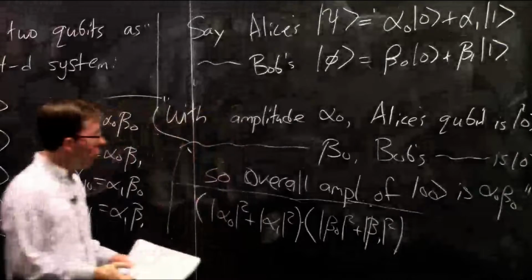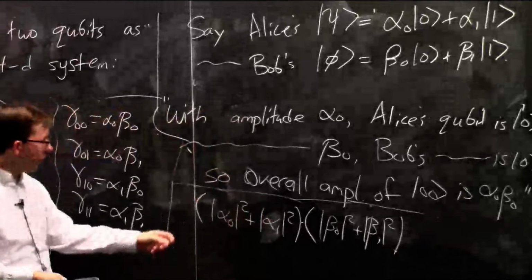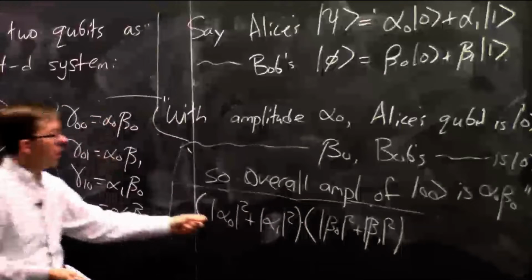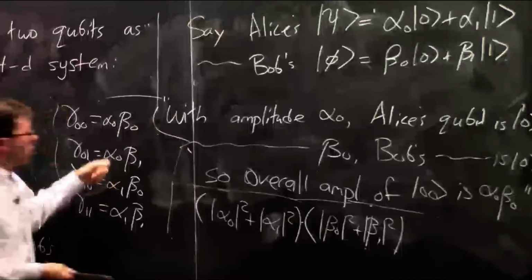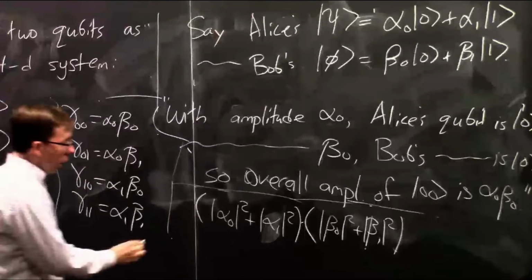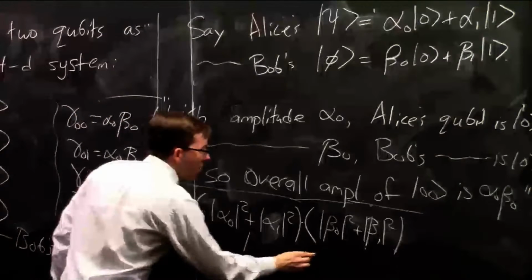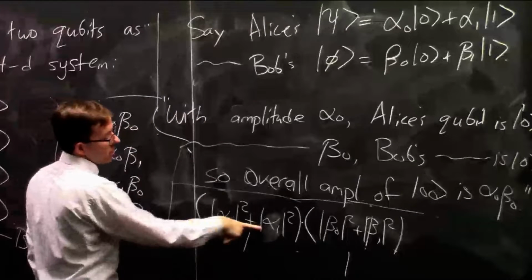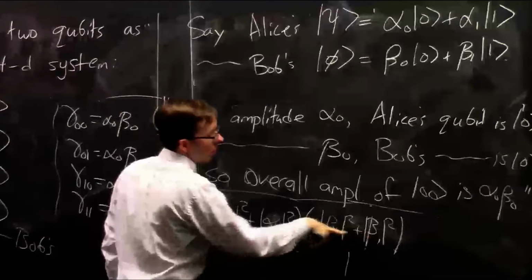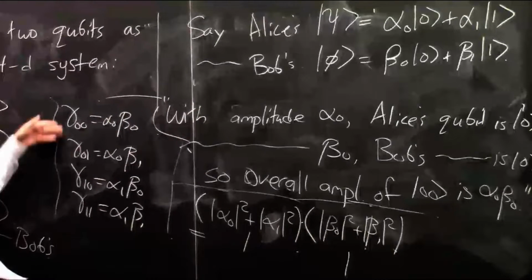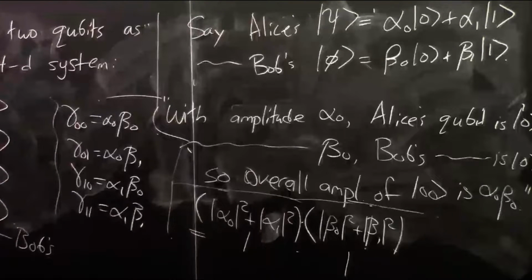Why? Well, if you open up these brackets, you foil it, you'll get alpha 0 squared beta 0 squared, which is what you would get from here, and alpha 0 squared beta 1 squared, which is what you get from here, etc. Okay, and this is exactly 1 times 1 because psi is a state. So these two numbers squared add up to 1, and these amplitudes squared also add up to 1. Okay, so it is a genuine state, and that's the answer.